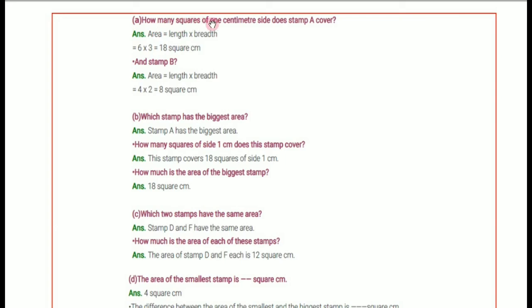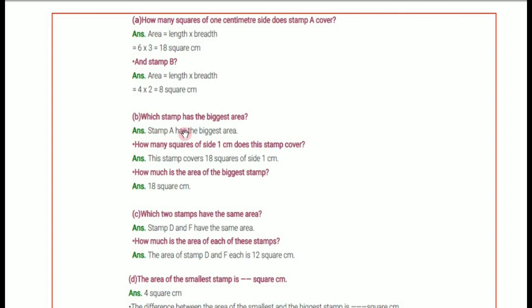First one, A. How many squares of 1 centimeter side does stamp A cover? So area is equal to length into breadth as we have seen. Length is equal to 6 and breadth is equal to 3. So 6 3s are 18 square centimeter. Then stamp B. So area is equal to length into breadth and length is 4, breadth is 2. So 4 2s are 8 square centimeter.